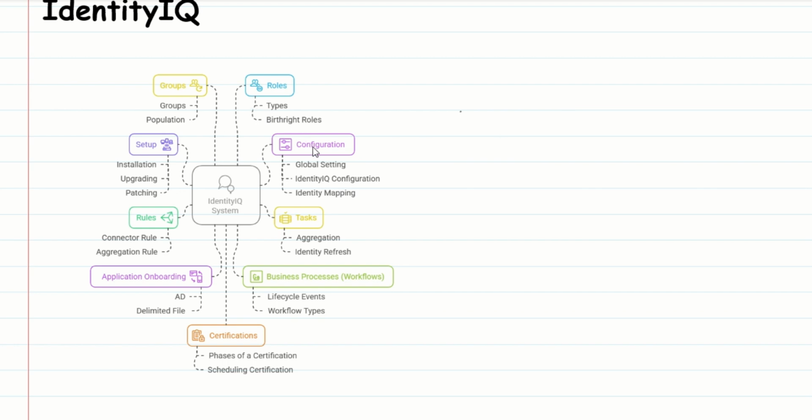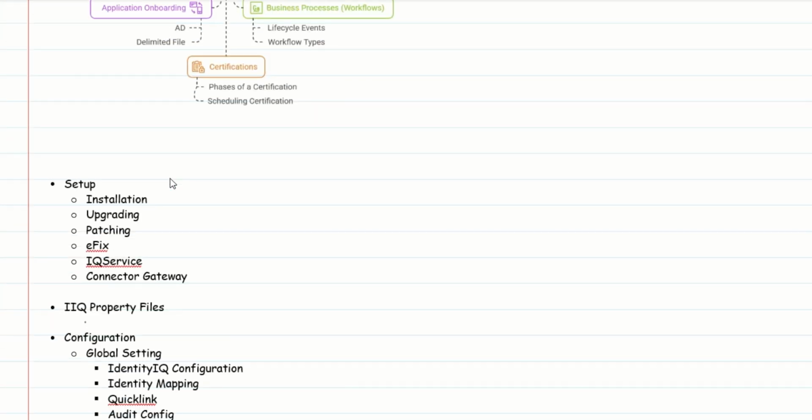We have groups, roles, configurations, part, task, workflows, certification, application onboarding, rules, and setup. So the first and foremost thing which you need to understand is the setup. The installation part, like I have made videos on all these modules and topics, so you can go through that as well. So the first, the setup, that is installation.